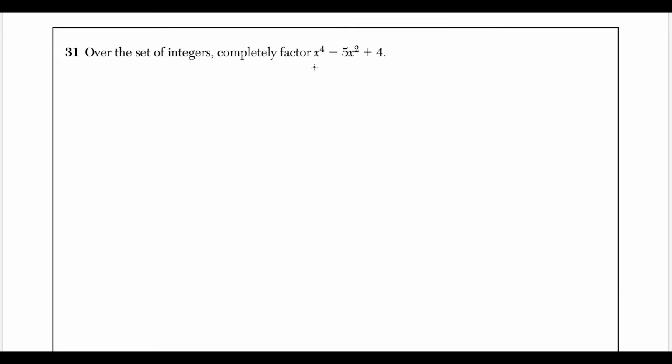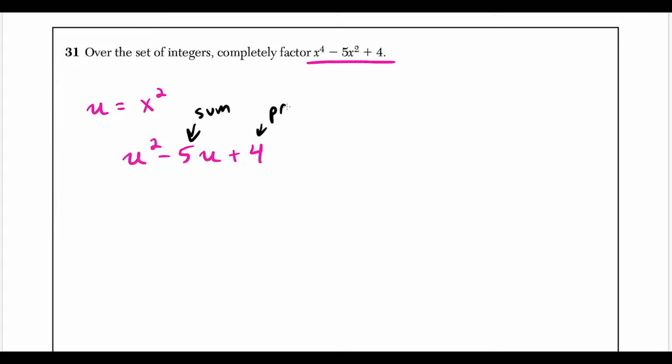Question 31, we're going to completely factor this expression here. And I would define u to be equal to x squared, because then we make a substitution and we could rewrite this as u to the second power minus 5u plus 4. And now this is a little bit more familiar because we're looking for two numbers that have a sum of -5. And the two numbers also have to have a product of +4.